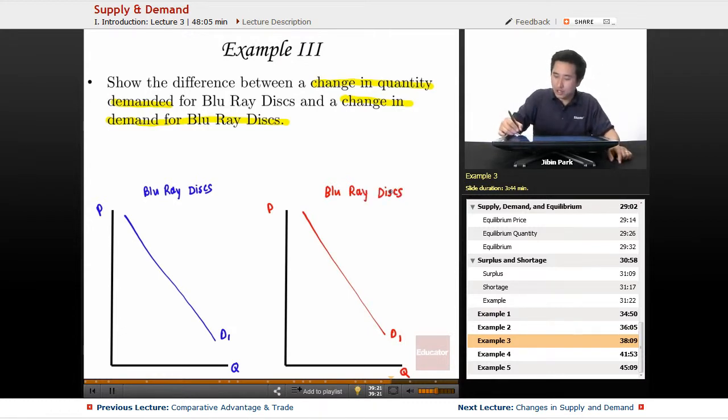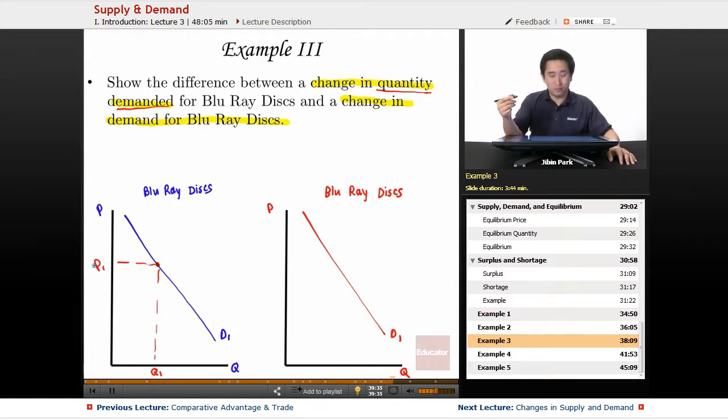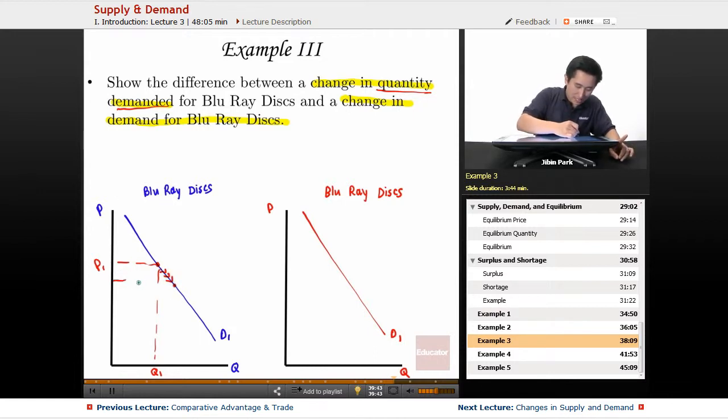So a change in quantity demanded. So what does it mean, a change in quantity demanded? So let's say you have, this is P1 here, and Q1 here. So if you lower the price of a Blu-ray disc from, let's say, $20 to $15. So this is 20 P1, and let's say you lower it to $15. The key word here is ceteris paribus. So let's say you don't change anything else. What happens to the quantity demanded? And the quantity demanded is going to increase from Q1 to Q2. So here, from point A to point B, this is a change in quantity demanded.